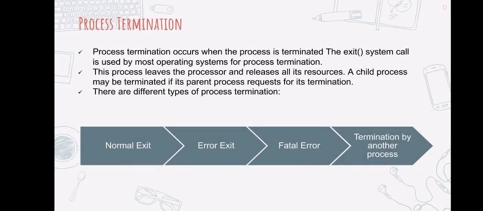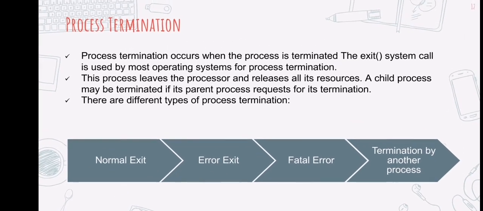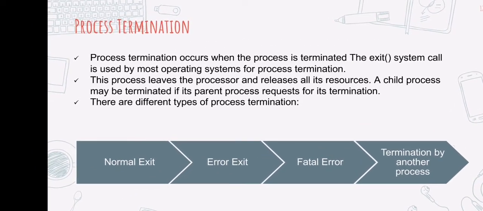The next is the process termination. Process termination occurs when the process is terminated, of course. Most operating systems use the exit system call to terminate processes. The process exits the processor, releasing all of its resources. If its parent process requests it, a child process may be terminated.